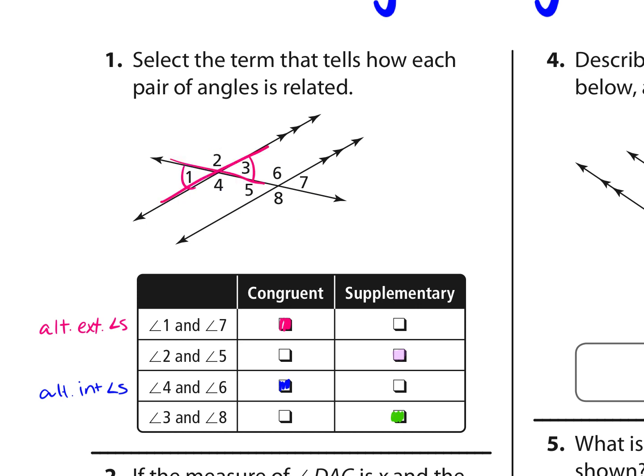You could also look at an intersection, such as this intersection here, and see that these angles that are on opposite sides where two lines cross, such as angles 1 and 3 here, are equal to each other. They are called vertical angles, and they are equal or congruent to each other.